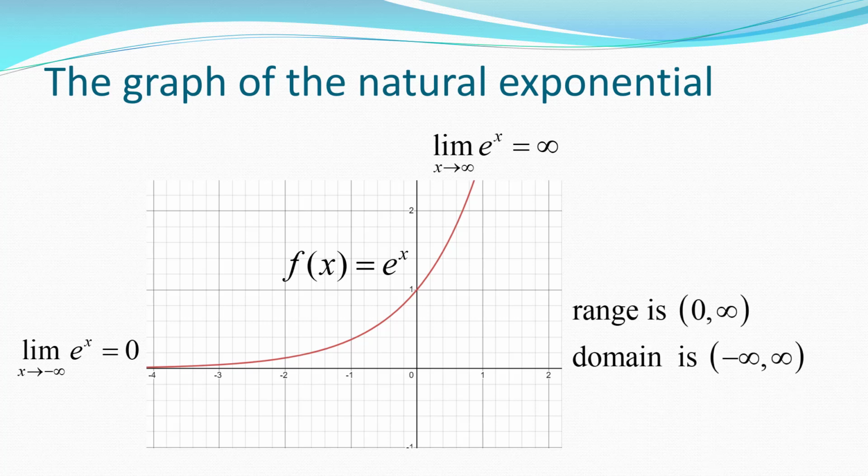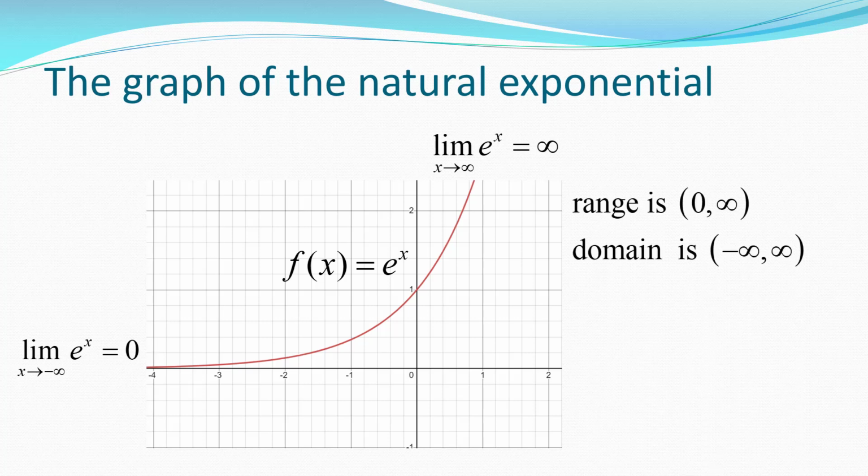That's literally just swapping the limit notation around what we had for the natural log function. And since the domain of the natural logarithm was only positive numbers, the range of the natural exponential function is only positive numbers. Since the range of the natural logarithm is all real numbers, the domain of the natural exponential function is then all real numbers.